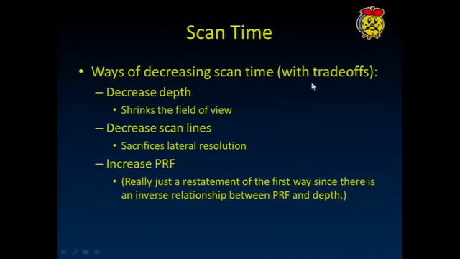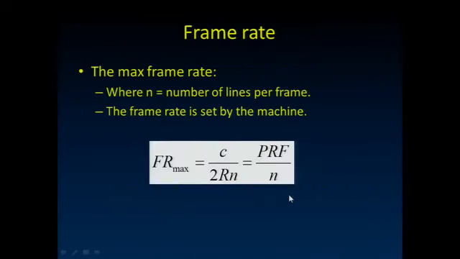So how can we decrease the scan time, right? You can decrease the depth. So if you're only looking at something that's fairly superficial, decrease your depth, you'll get much better temporal resolution. You'll get many more frames per second. You could decrease your number of scan lines, and unfortunately that sacrifices your lateral resolution, right? It's really your scan line density that determines your lateral resolution. The other thing is you could increase your pulse repetition frequency, but this really is just a restatement of the first way, since there's an inverse relationship between that pulse repetition frequency and the depth that we can see.